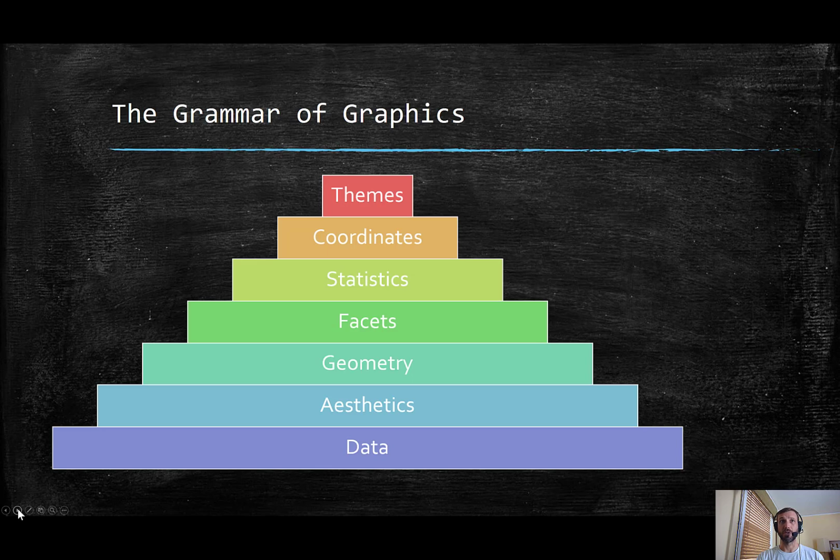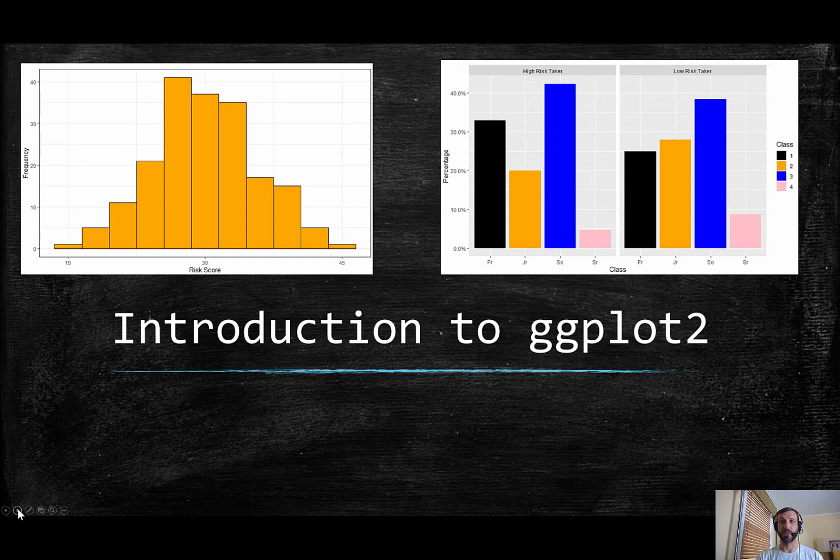This video will show you how to load and install the ggplot2 library of functions, and will then introduce you to the first three layers of graphics, data, aesthetics, and geometry, by creating a histogram, a box plot, and a bar chart. We'll conclude with a final example that will demonstrate how to build in the other four layers as well. By the end of the video, you'll be able to produce both of these plots on the title slide.